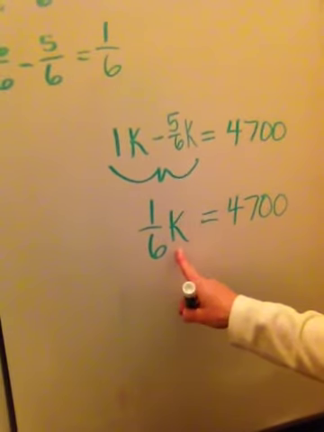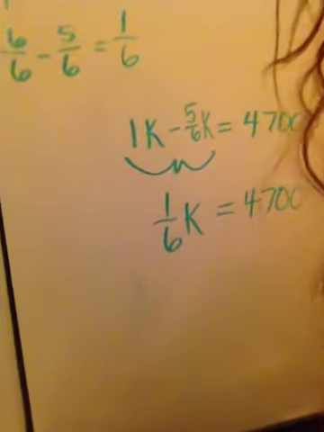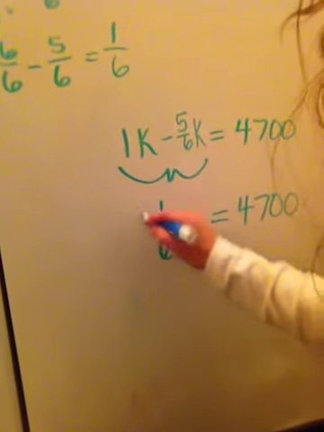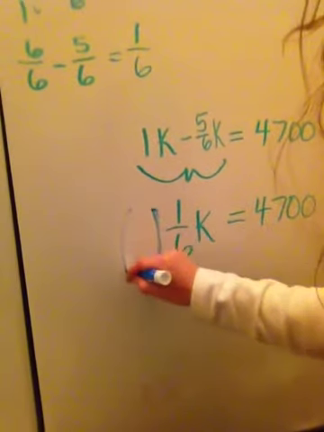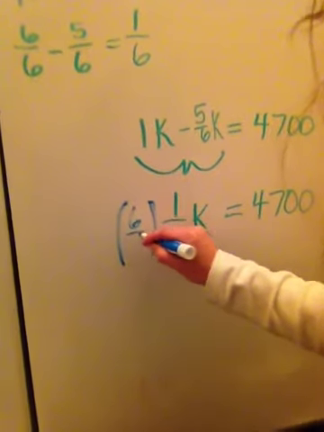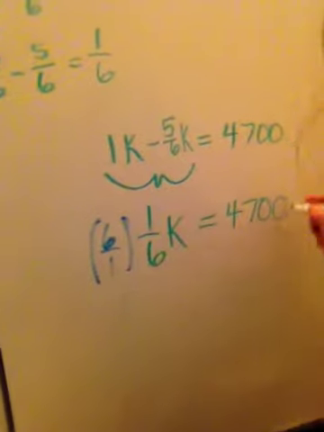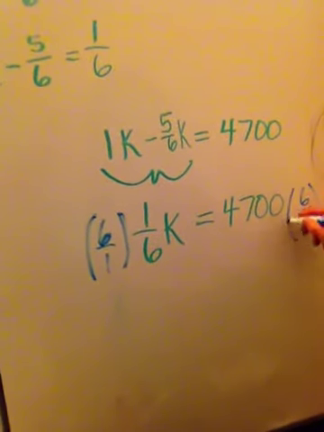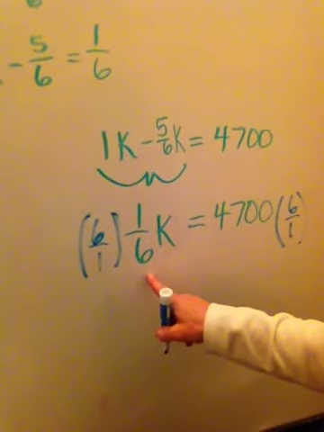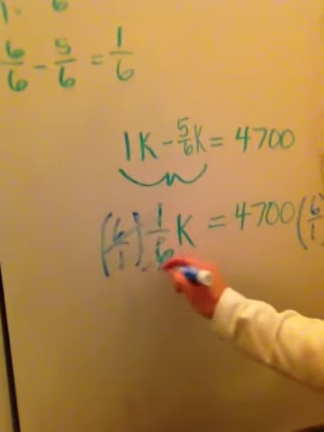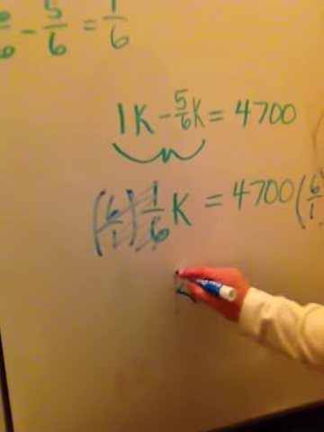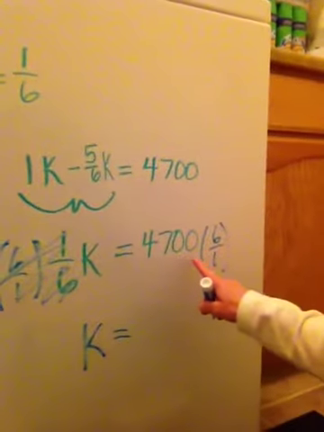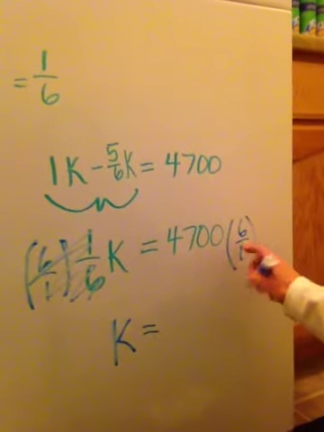And now to get K by itself, remember the trick. Multiply both sides by the reciprocal of whatever that coefficient is. So those all cancel out. I'm left with my K equals, I've got to do 4,700 times 6.